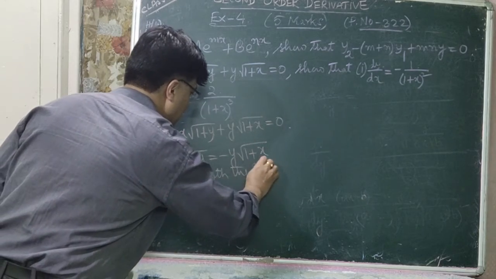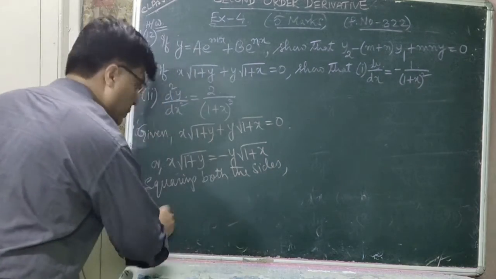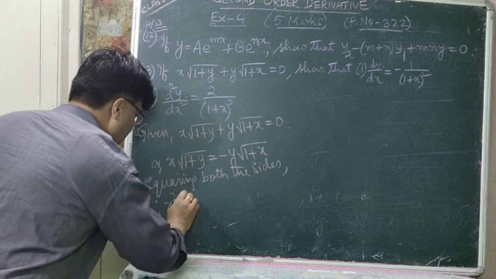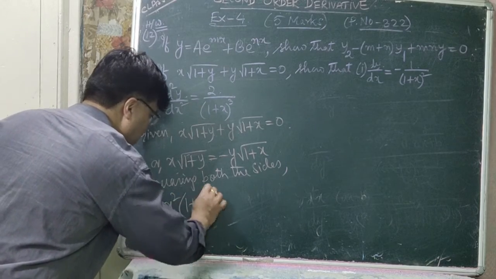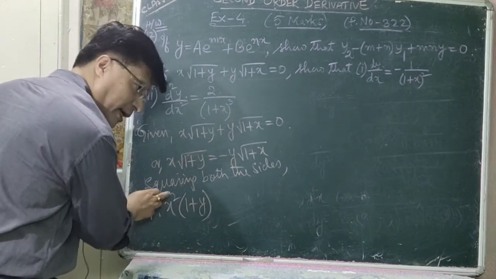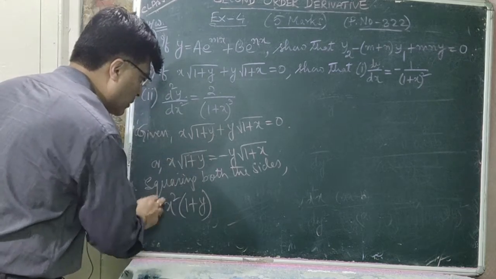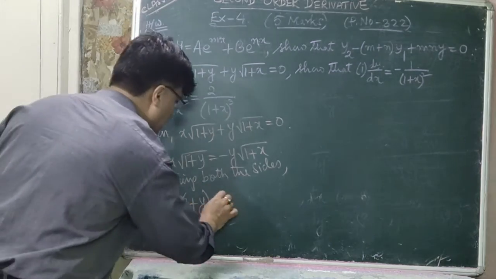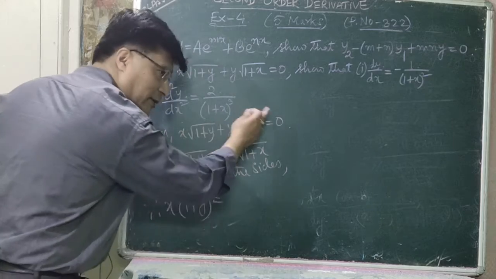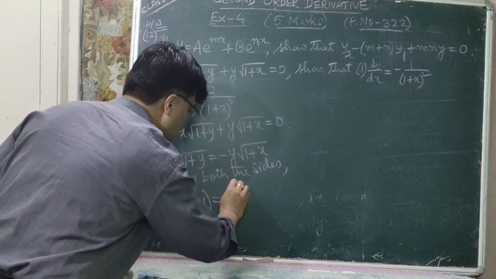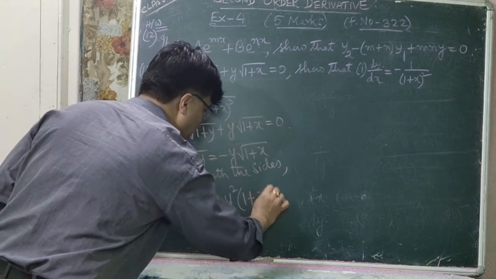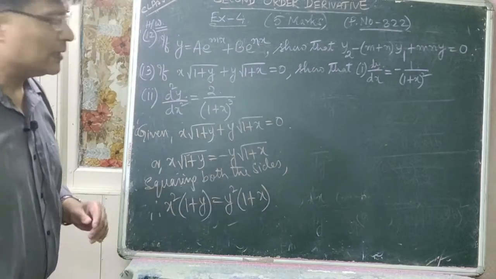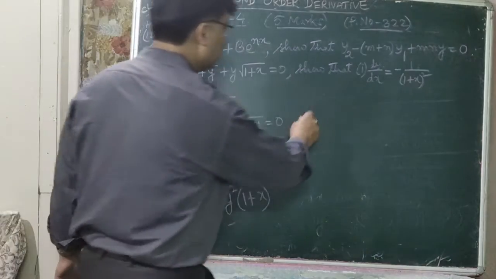So, squaring both the sides. So, what do we get? Therefore, x square within bracket 1 plus y, x square, and square root will be removed. That is, within bracket 1 plus y is equal to, this is minus, whole square is plus. So this is y square within bracket 1 plus x. So now let us simplify it further.